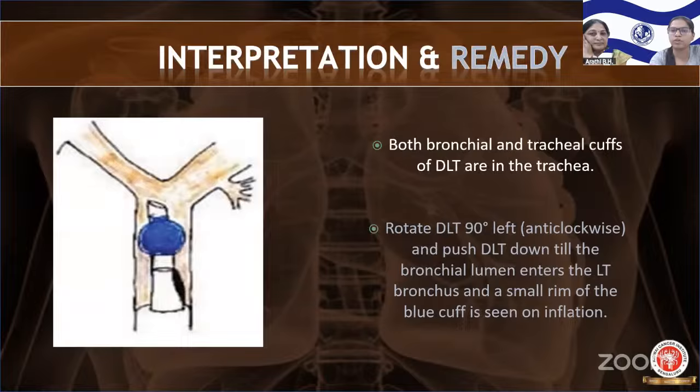So in these scenarios, we have to rotate the DLT 90 degrees anti-clockwise and push the DLT down till the bronchial lumen enters into the left bronchus, and only a small rim of the blue cuff should be visible in the fiber optic. We saw something similar recently in a case we did. Then we had to use fiber optic and direct it towards the left side.